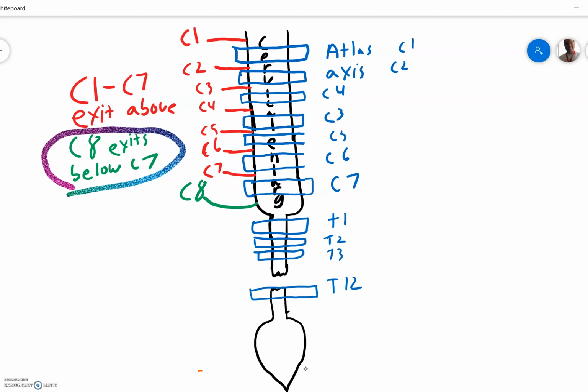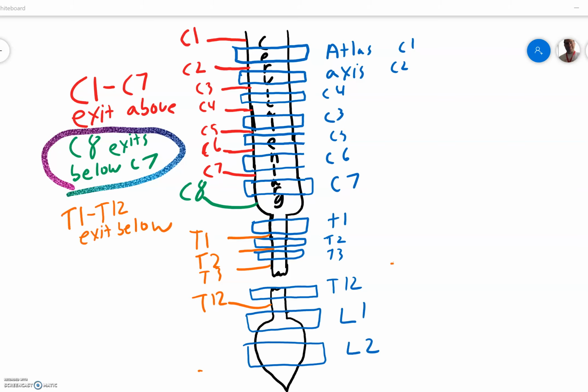So, thoracic nerve T1 is going to exit below the first thoracic vertebrae. Thoracic nerve T2 exits below. T3 exits below the 3rd thoracic, and all the way to T12. So the thoracic nerves are named for the vertebrae they exit below. Same for the lumbar. L1 exits below the first lumbar vertebrae. L2 exits below. So L1 through L5 exit below.